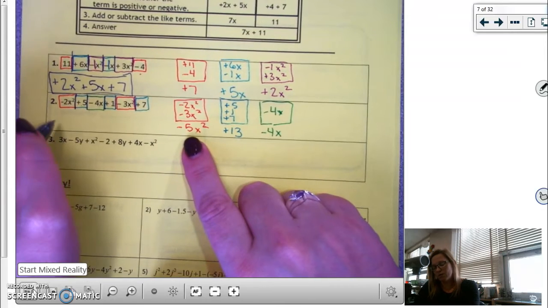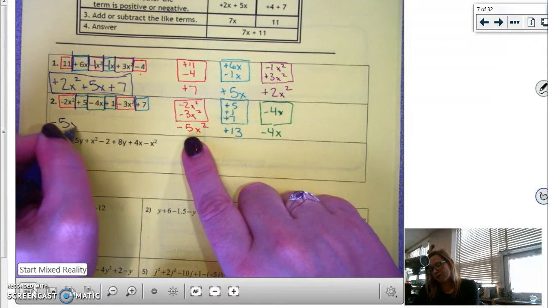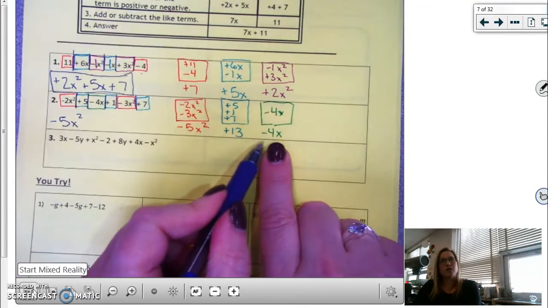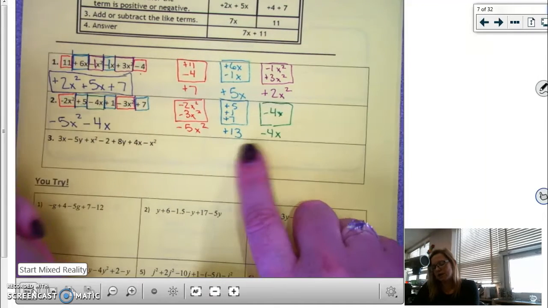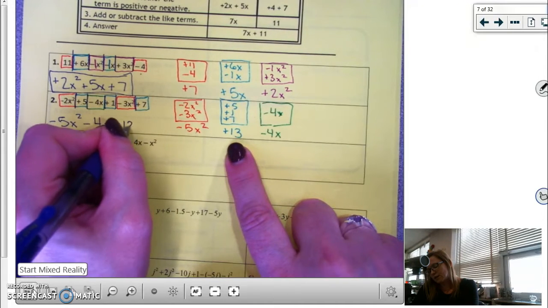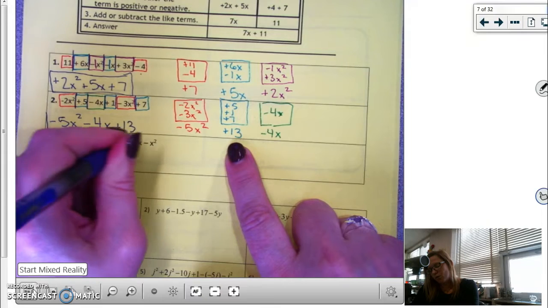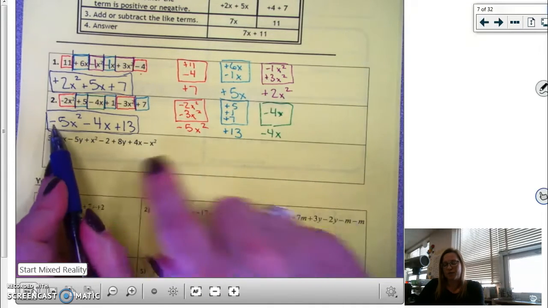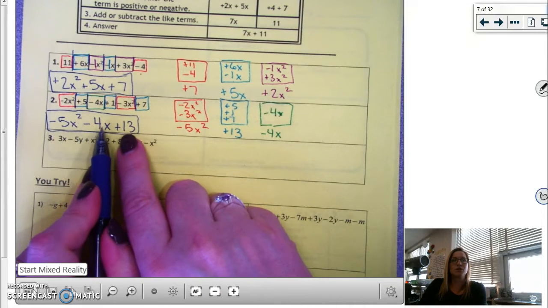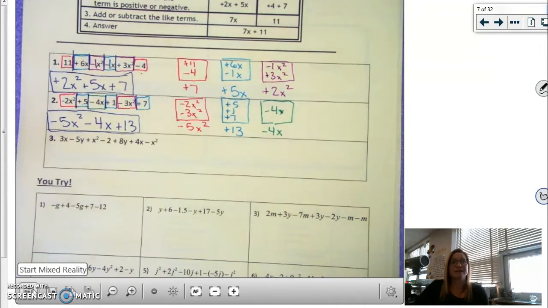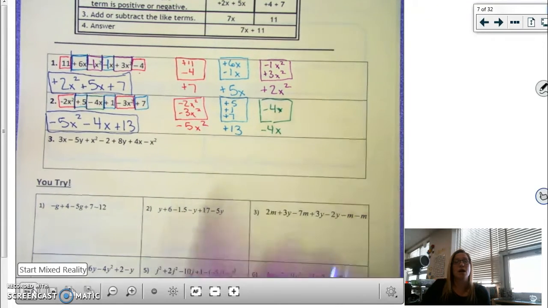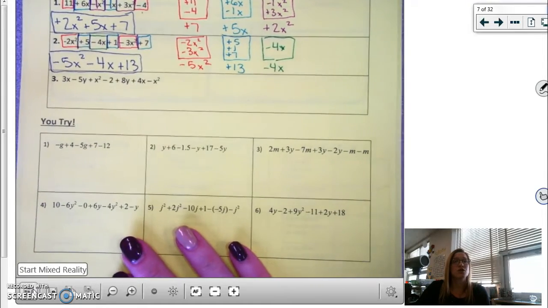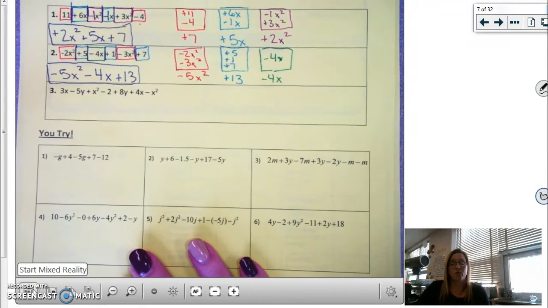So let's put it in order with exponents first, -5x squared. Then I'm going to jump over here to the coefficient, 4x, and finish with my constant, +13. When you are writing your final product, please make sure between every single term there's a plus or a minus sign. And that's why it's a good idea to make sure you always put the plus and minus so that you don't eliminate that. All right, last one, and then you can do the you try on your own.